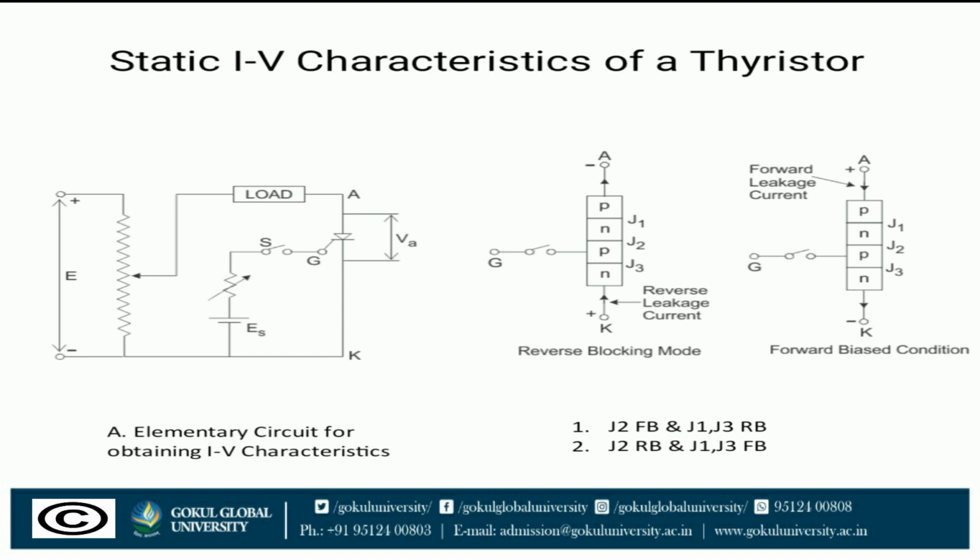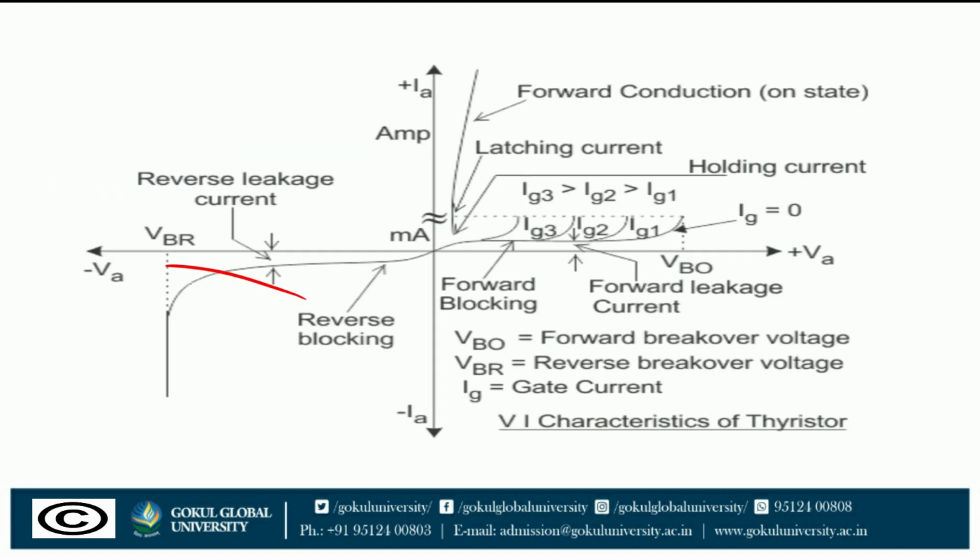If the reverse voltage is increased, then at a critical breakdown level called the reverse breakdown voltage VBR, we will see it in a next diagram. Here we can see an avalanche breakdown occurs at J1 and J3 and the reverse current increases rapidly.